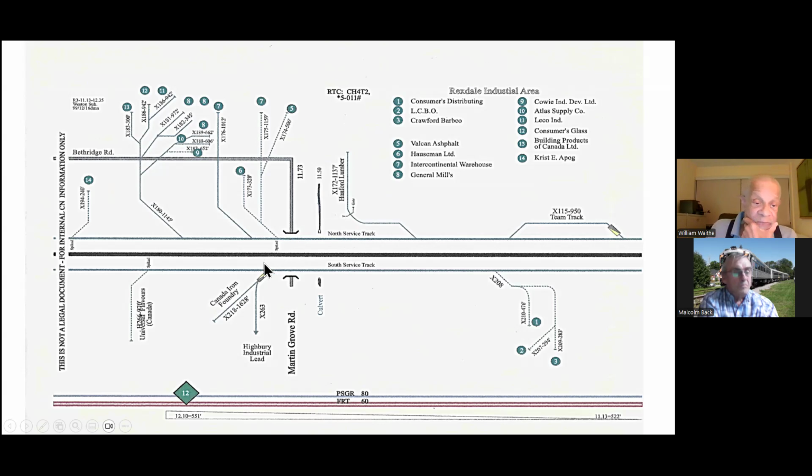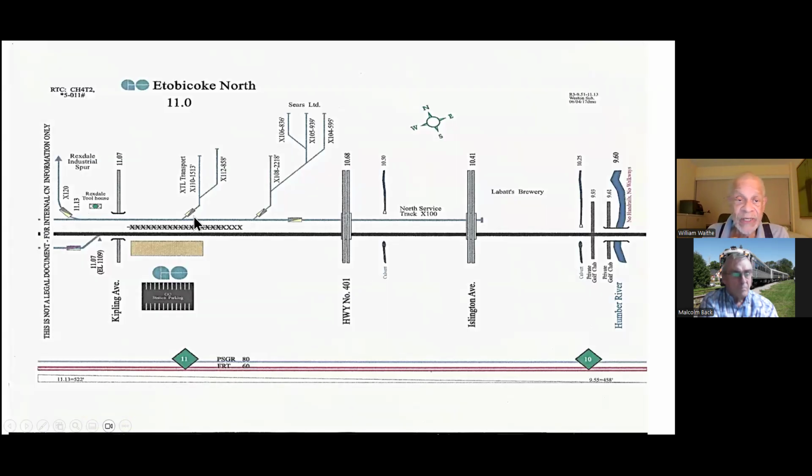So, if we look at the industries that are being served, we'll see on the layout, for example, Bethridge Road, where there is a cement plant that we're modeling, Martin Grove Road, where there is two food industries that are being modeled. Now, as we head further east to the right towards Union Station, we see again there is another section, Etobicoke North, where there are again some more rail-served industries. And this map is from 1999. As we can see, there are still a fair number of industries that were being rail-served.